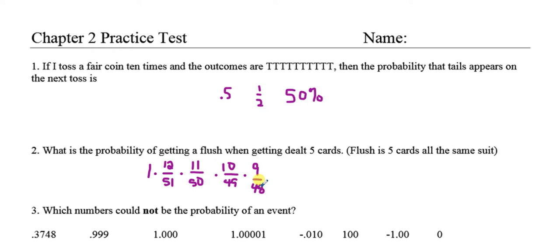And you multiply that out, and you end up with, if I did this correctly, 11,880 over 5,997,600. And that is approximately equal to 0.002, or 0.2%.